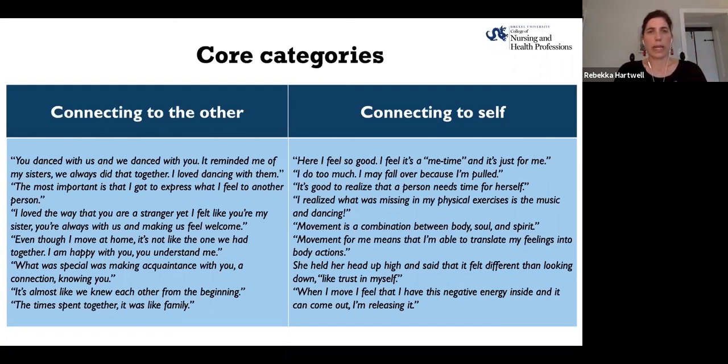So there was this connection, and then also connecting to the self. Here I feel so good. I feel it's a me time and it's just for me. I do too much. I may fall over because I'm told. So, a sense of self-awareness of what's going on that might not have been there before.